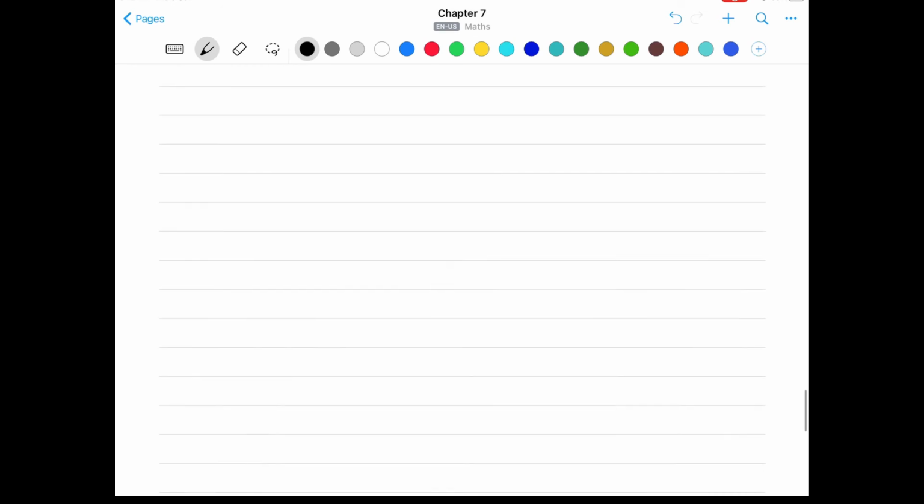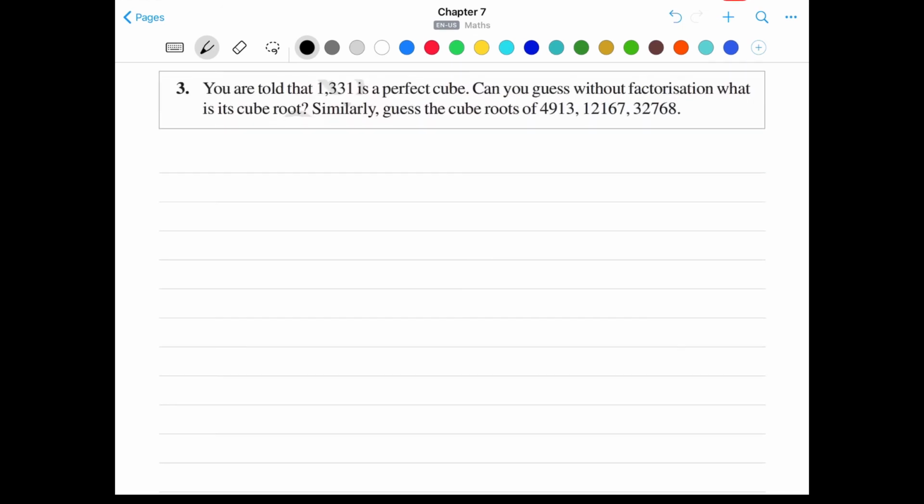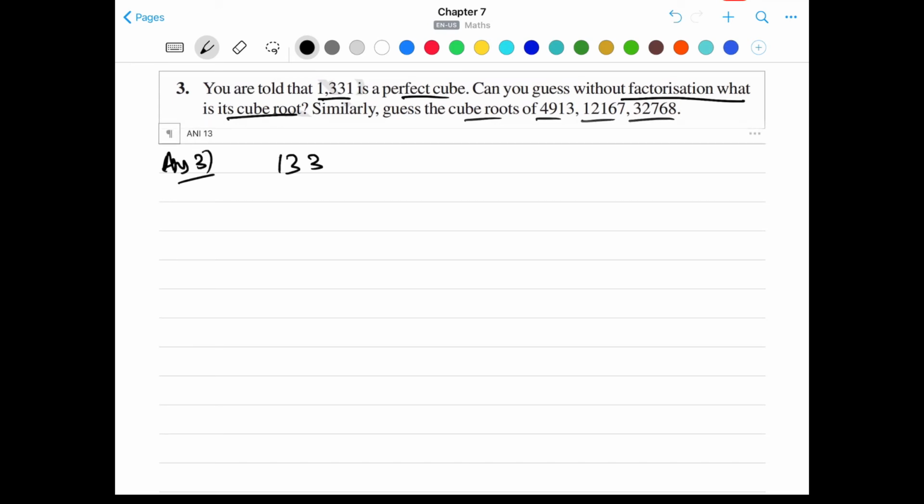Now moving to the next question, we have: you are told that 1331 is a perfect cube. Can you guess without factorization what the cube root is? Similarly, guess the cube root of 4913, 12167 and 32,768. So we are given a total of 4 numbers and we are asked to find their cube roots without using the factorization method. Here we will use the estimation method. Let's start with the first number, 1331. The first step is to make the triplets from the right hand side.